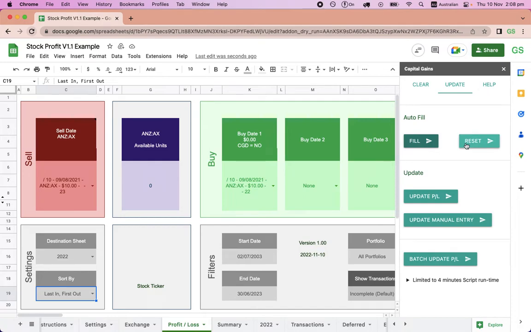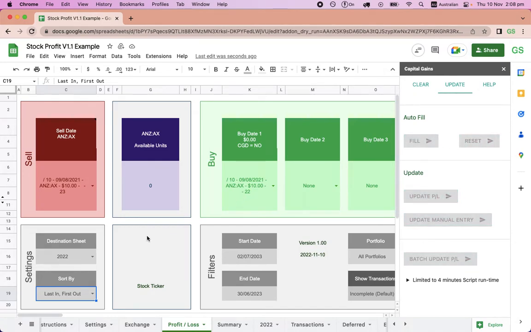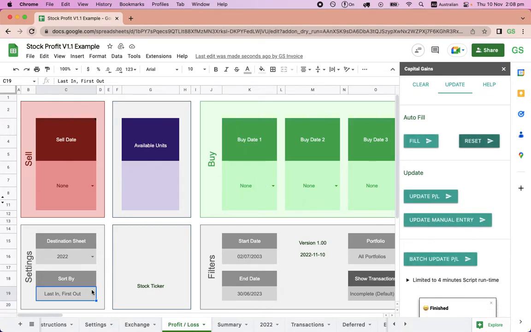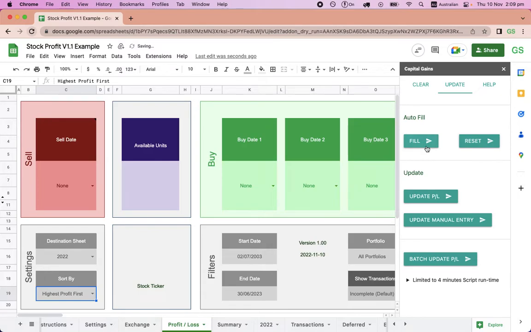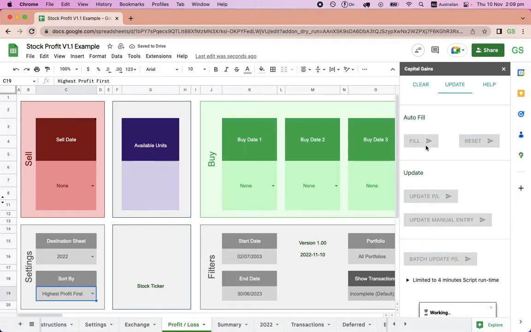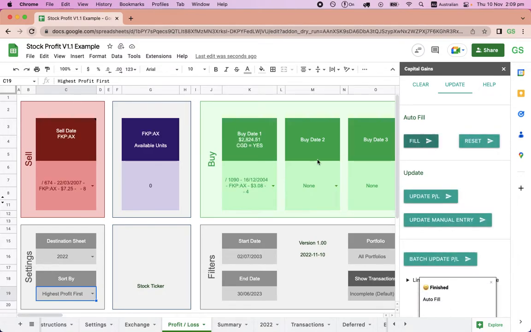The next method is the highest profit first. So let's click on fill. Okay, the highest profit first method will come up with the stocks that have their highest profit. They can be either capital gain discount stocks or non-capital gain discount stocks.